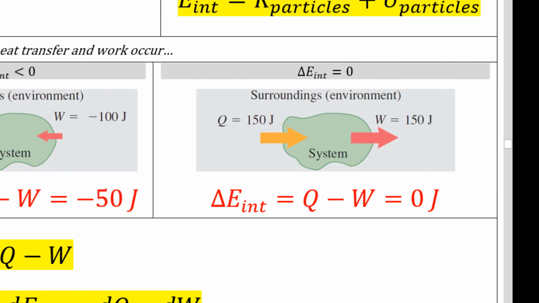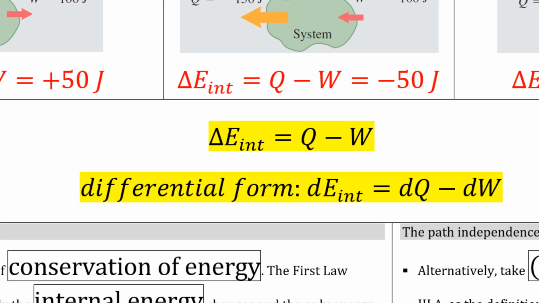Here's our third situation. You again wake up, eat some cereal, gain 150 joules of heat energy, and this time you walk a little bit higher up on your stairs and do 150 joules of work. In this case, you break even. There's no change in your body's internal energy because 150 minus 150 equals 0 joules. This is the first law of thermodynamics, which is really a statement of the conservation of energy.